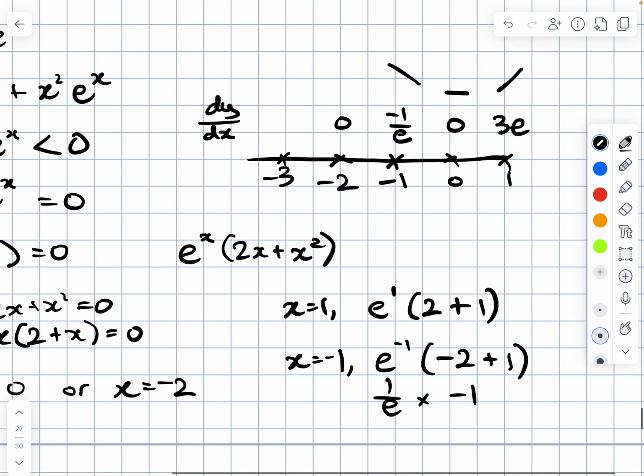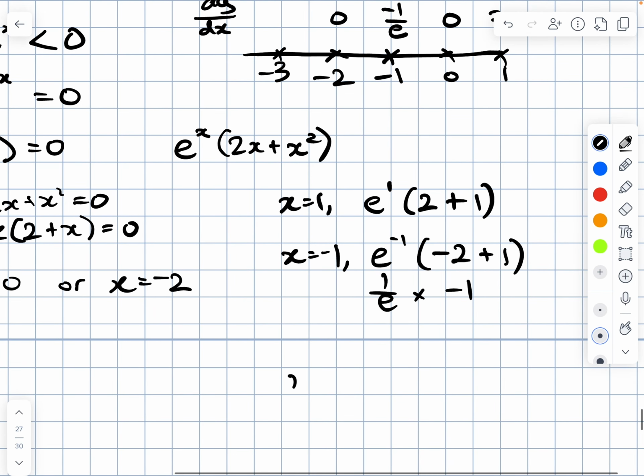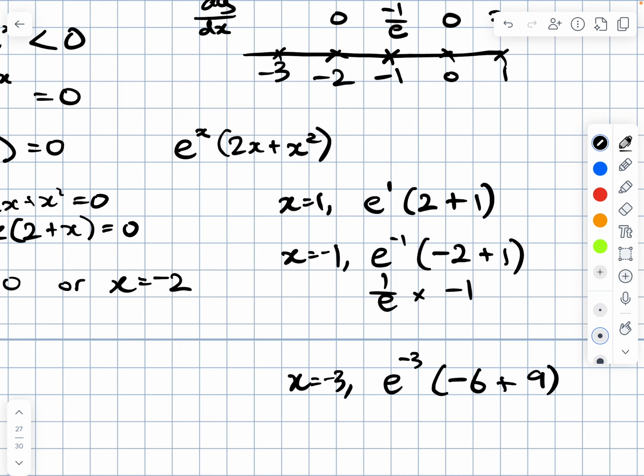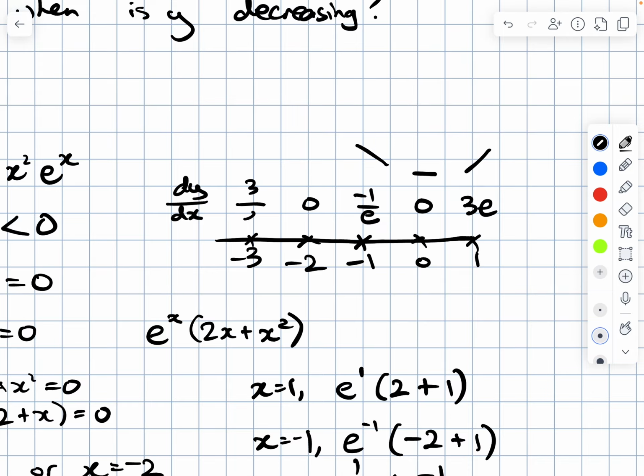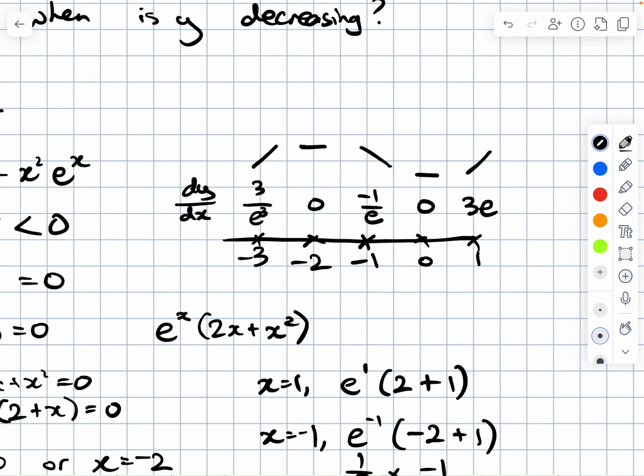Then at x equals -3, we have e to the power of -3 times 2 times -3 is -6, plus -3 squared is 9, which gives us 3 over e to the power 3, which is a positive number. So flat gradient there, positive gradient there.